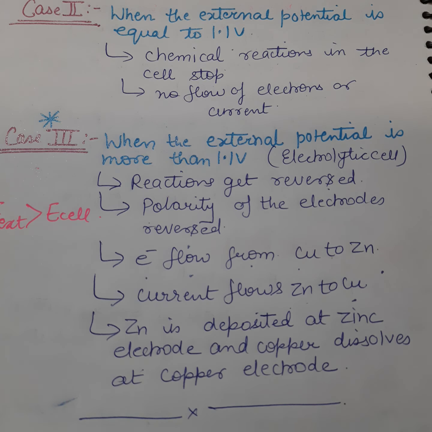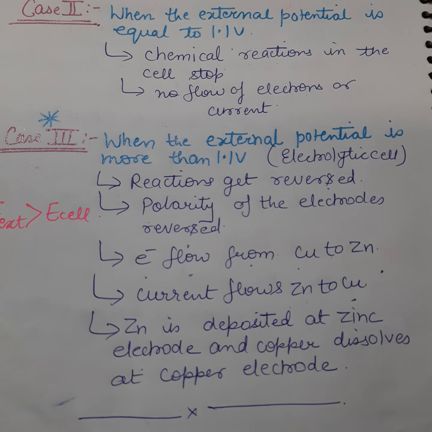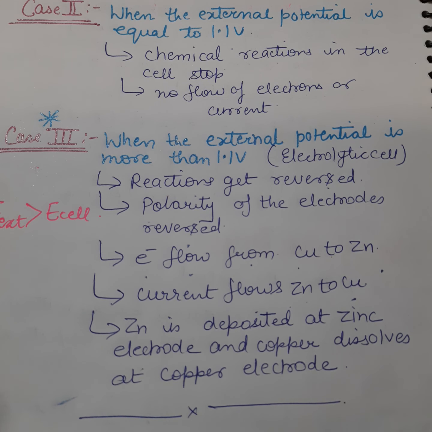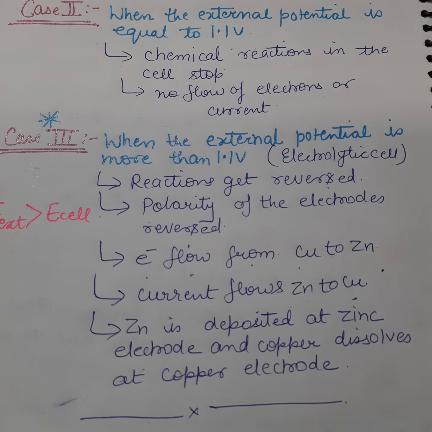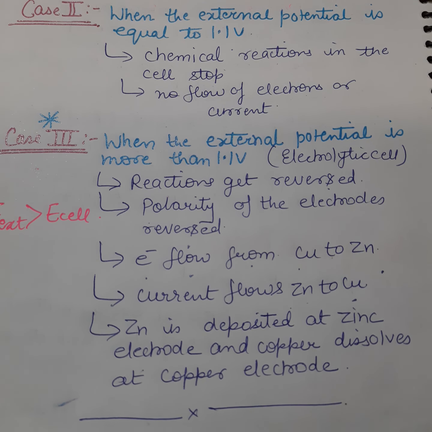So here the polarity is also changed. When polarity is changed, the flow of electrons changes, and when the flow of electrons changes, the flow of current is also changed. So here the reactions get reversed, obviously. The polarity of the electrodes is reversed, electrons flow from copper to zinc, and current flows from zinc to copper. Similarly, zinc is deposited at the zinc electrode and copper dissolves at the copper electrode.